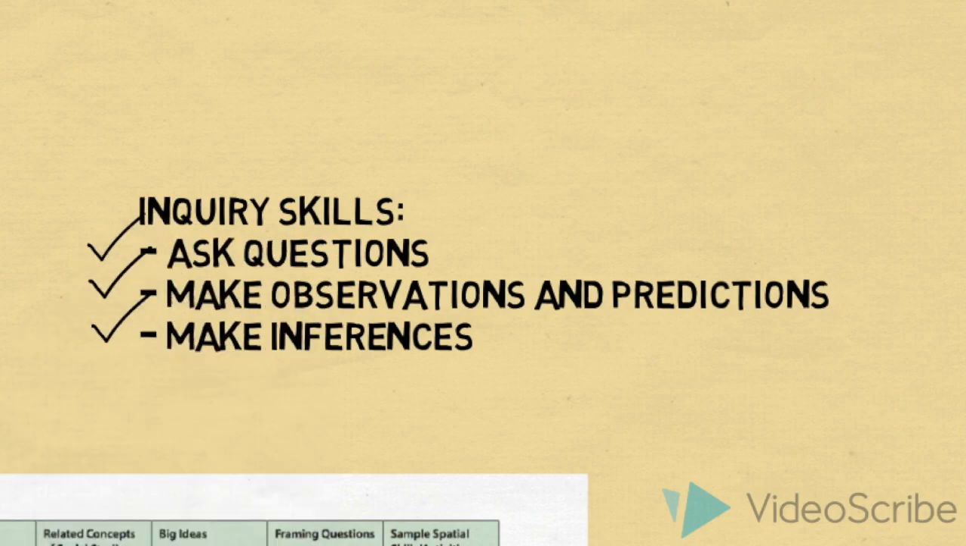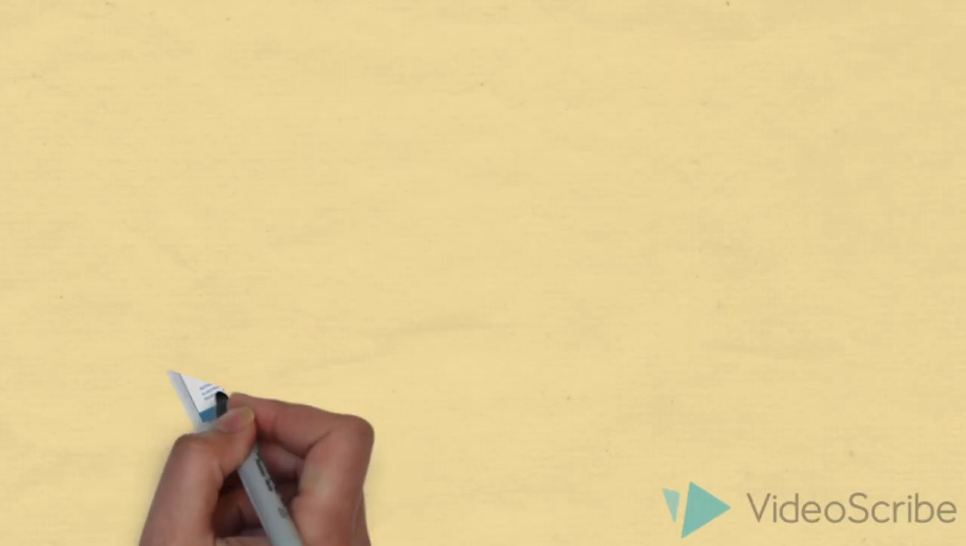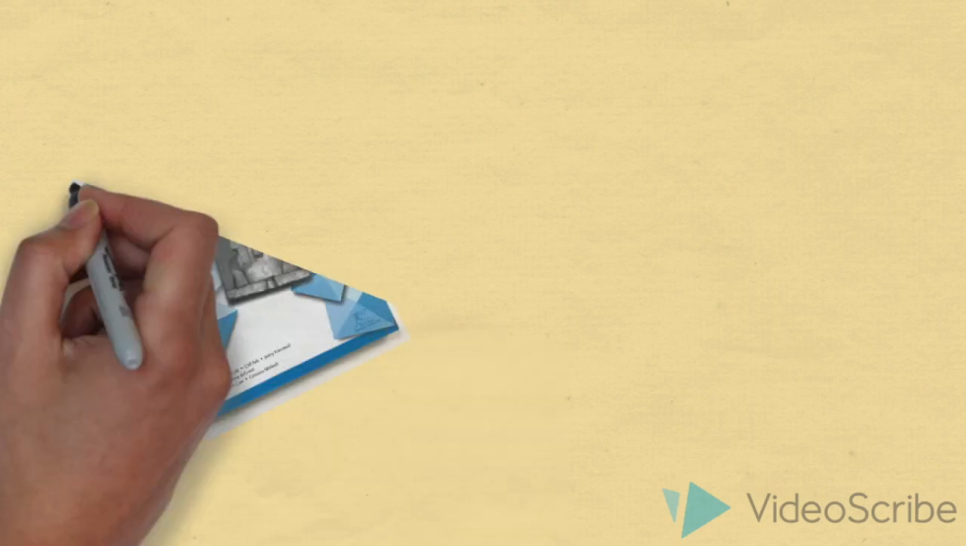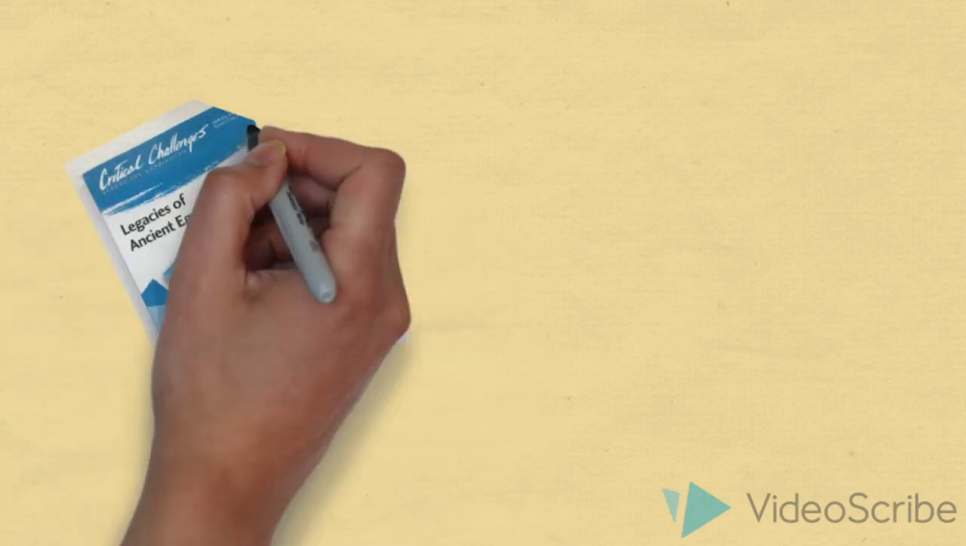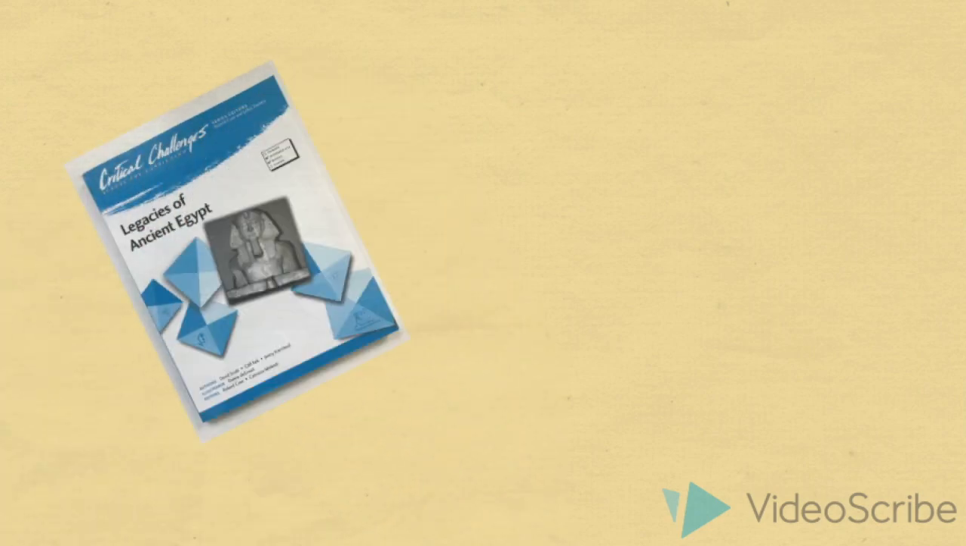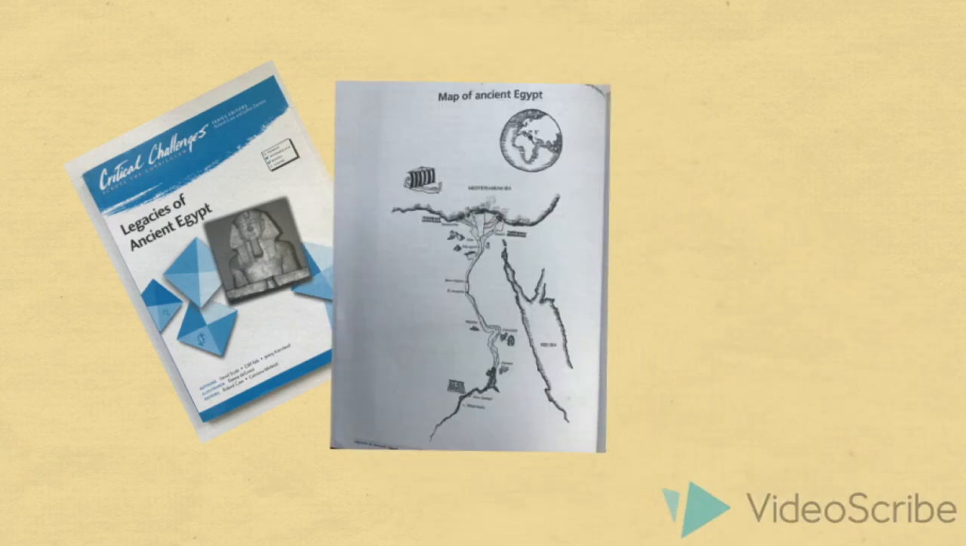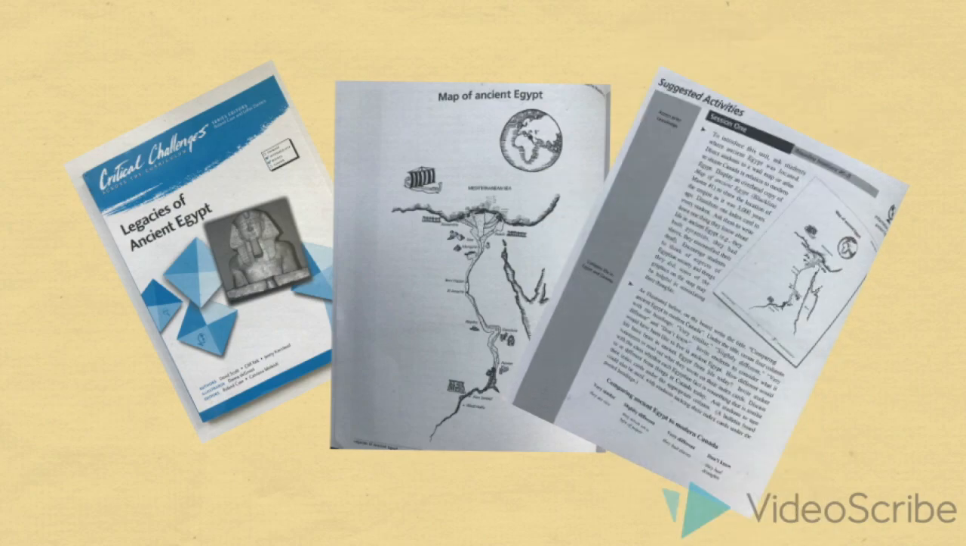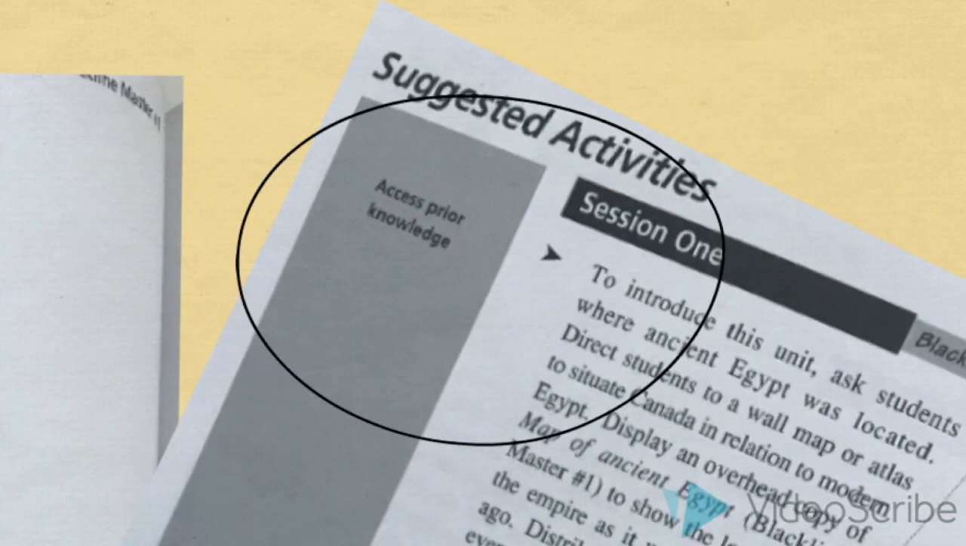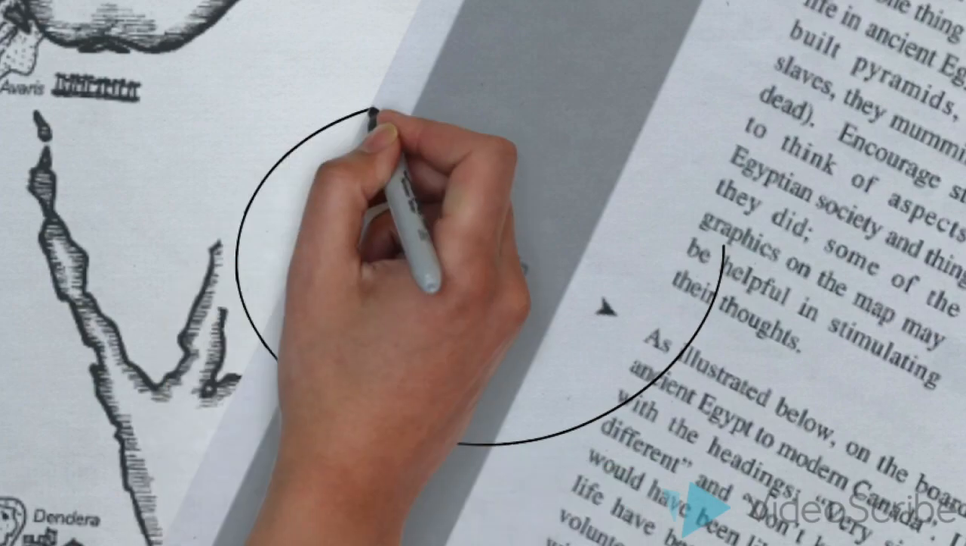Therefore, it is important that students are able to formulate questions, gather and interpret data, and last, they must be able to draw conclusions. This here is a great teaching resource called The Legacies of Ancient Egypt by David Scott. It comes with many resources that you can use, such as a map, like I suggested earlier, as well as some activities, such as assessing prior knowledge and comparing life in Egypt to Canada. I definitely recommend looking into this resource if you plan on teaching ancient Egypt.